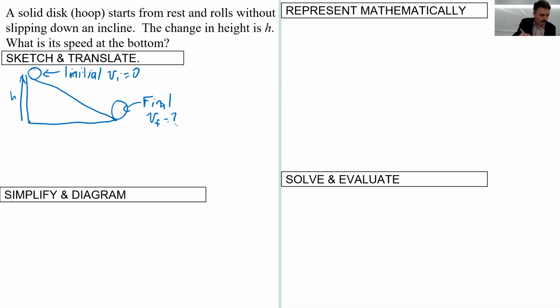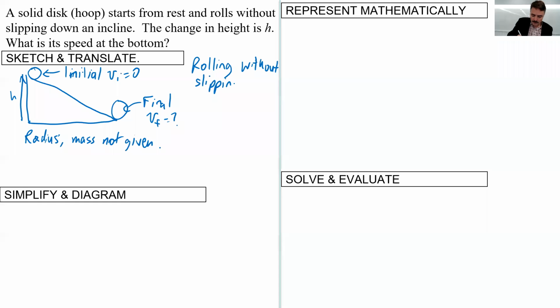V final is question mark. The radius and mass are not given, although they seem like they're important. Maybe they're not important. We're going to do rolling without slipping. So there's a constraint there, right? It's coming from the static friction, which is that V is equal to omega times R. And so omega final is going to be equal to V final divided by the radius.